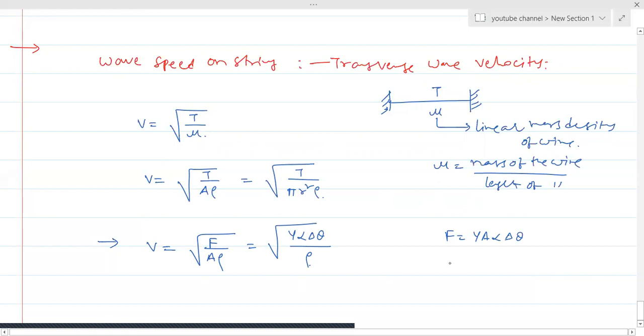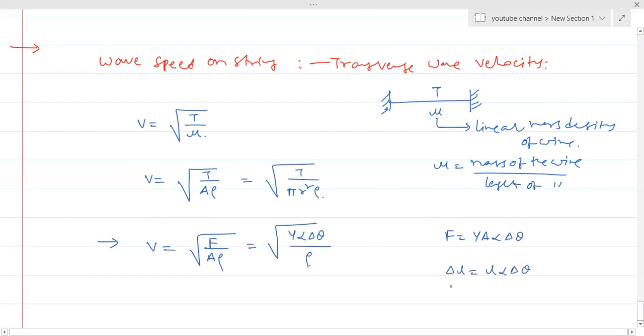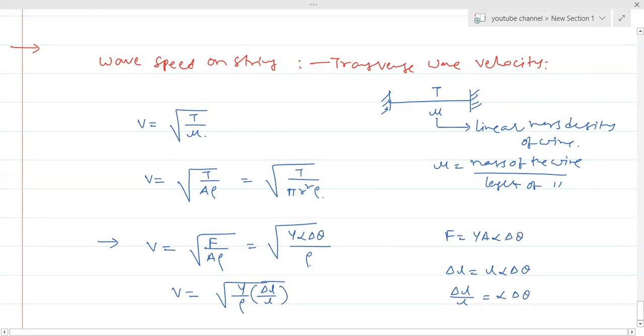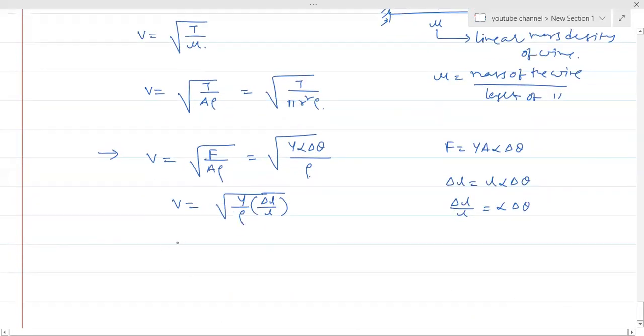And if you need the elongation, we have a formula: delta L is equivalent to L alpha into delta theta. So delta L can be considered as the elongation. Delta L by L is equivalent to alpha into delta theta. Therefore, we have another form: V equal to Y by rho into delta L by L. So in this way, we have some models of velocity as V is proportional to root of delta L.